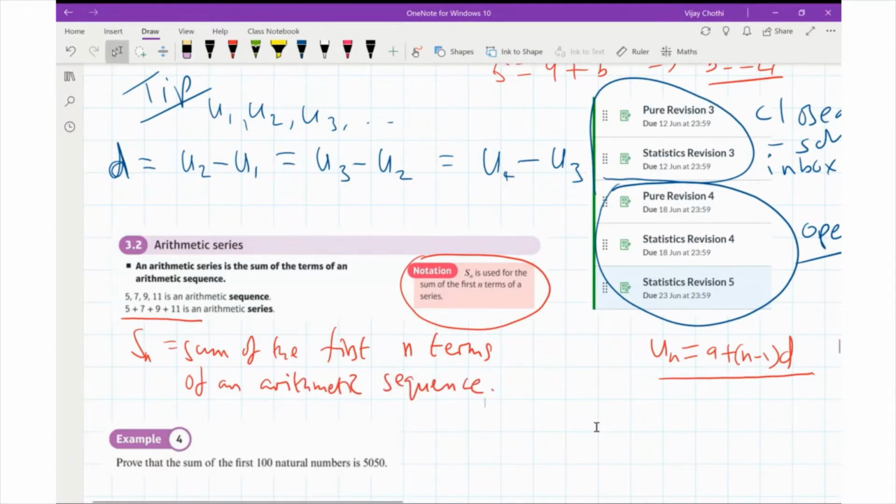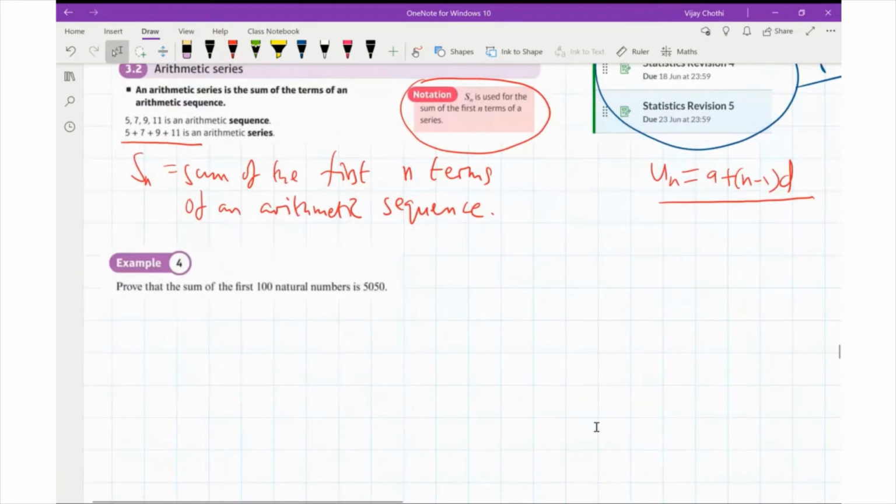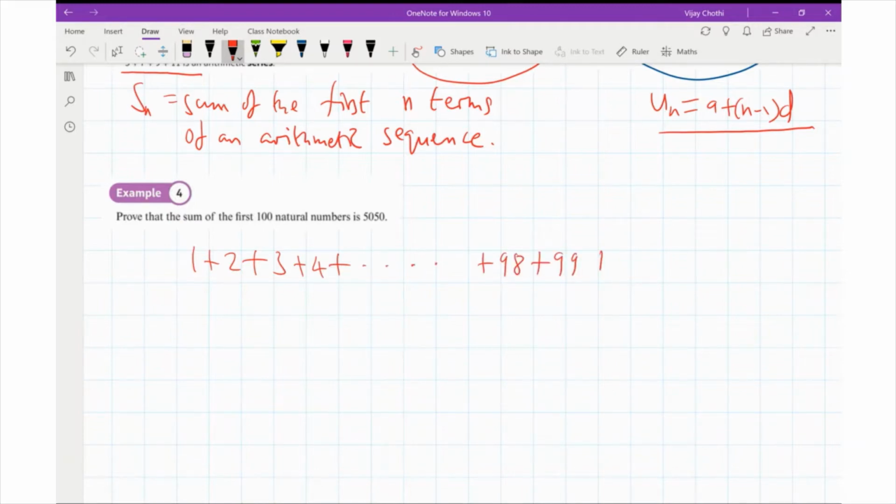So before I show you the formula, I'll do an example. Prove that the sum of the first 100 natural numbers is 5050. The natural numbers are just the positive whole numbers. So they're talking about 1 plus 2 plus 3 plus 4 up to the first 100 terms. You want to calculate that sum, obviously not by doing it individually, that's a crazy way to do it. So the notation would be S subscript 100.